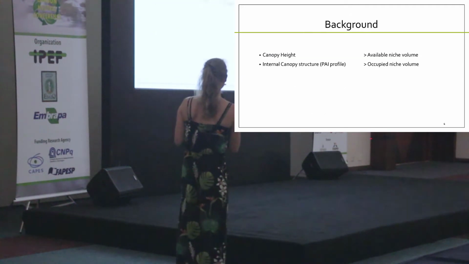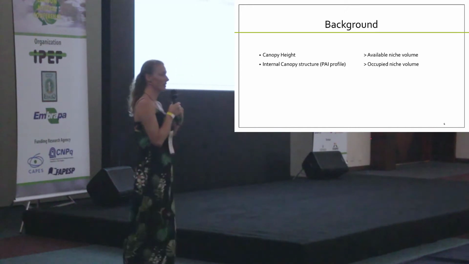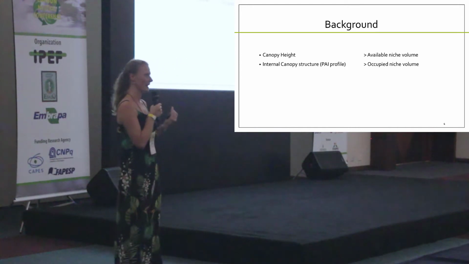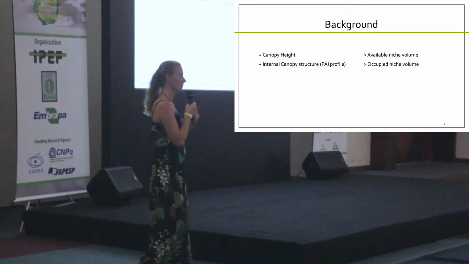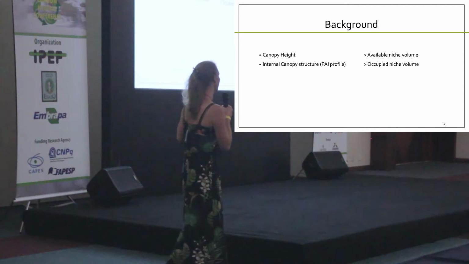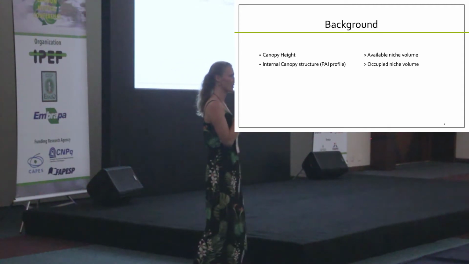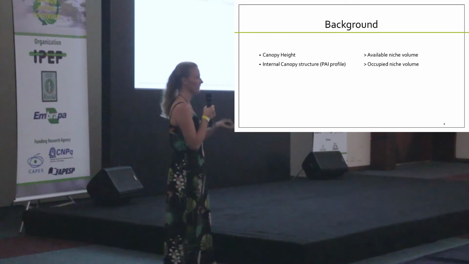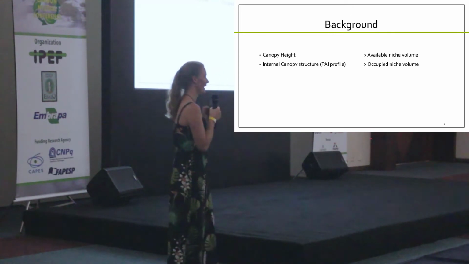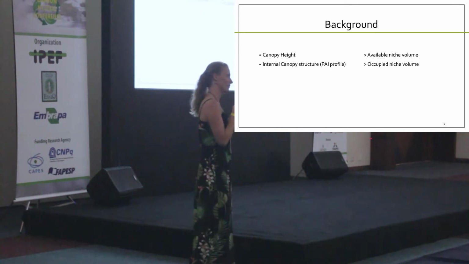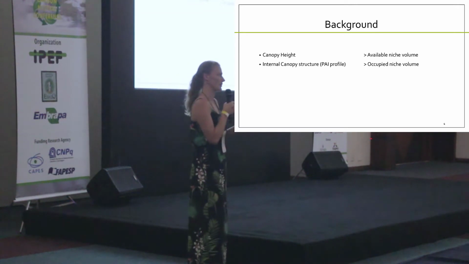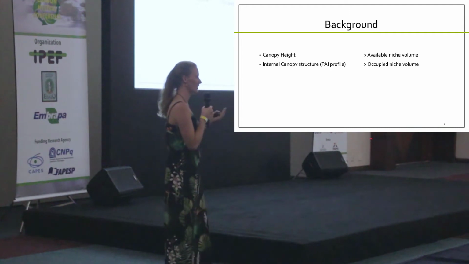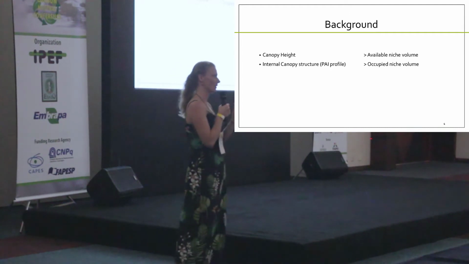Previously, it had been hypothesized that canopy height might relate to tree species diversity, because you might be able to imagine that canopy height gives you information about the volume, so basically about the available niche space that there is for different species to grow. And it has been shown that there is a relationship between canopy height and tree species diversity, or the number of different tree species, even across the world, but it's not very strong.